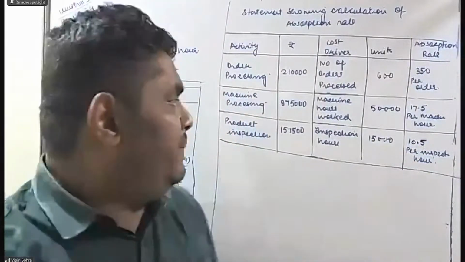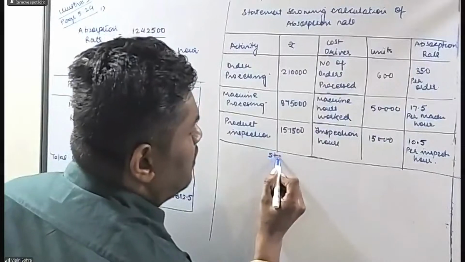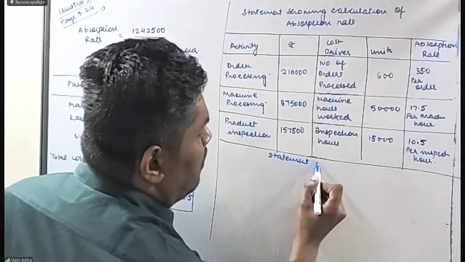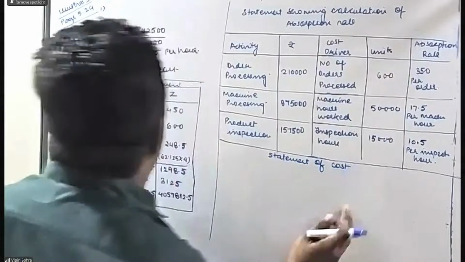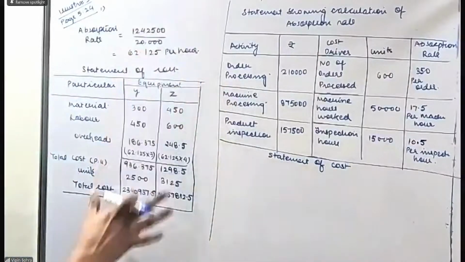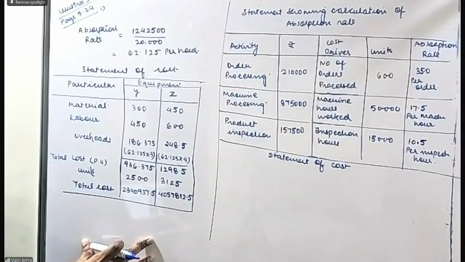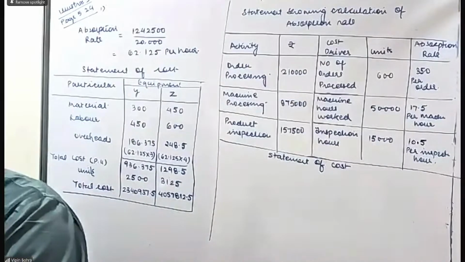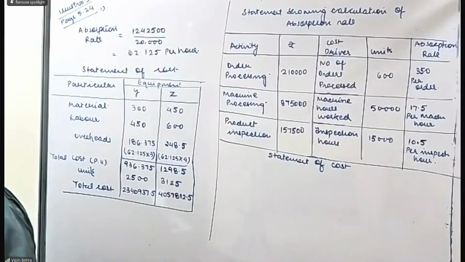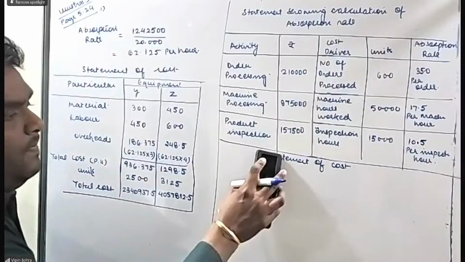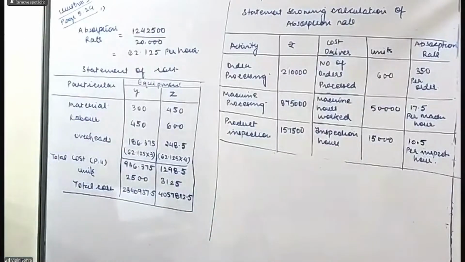So now let's start with the preparation of statement of cost. Our space is constant, so I'll be erasing this part. Those who want to copy this explanation can please copy. Or better, take the screenshot, guys.